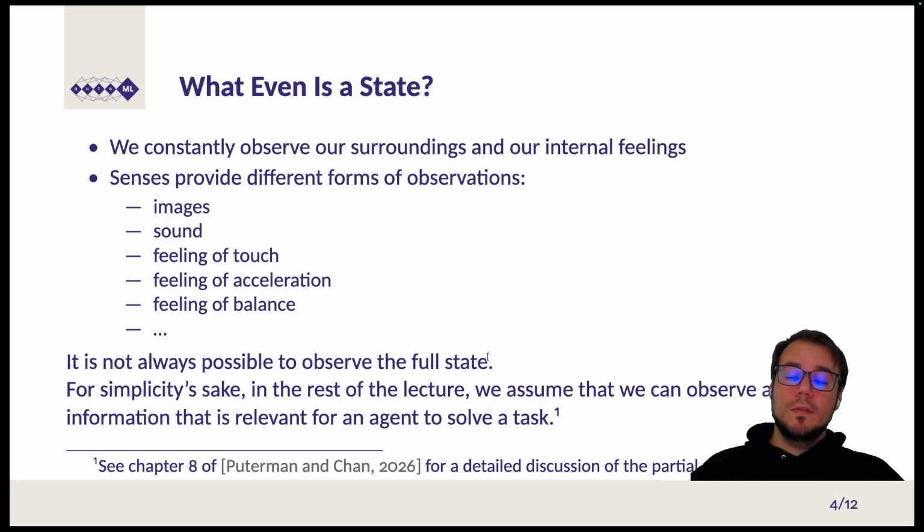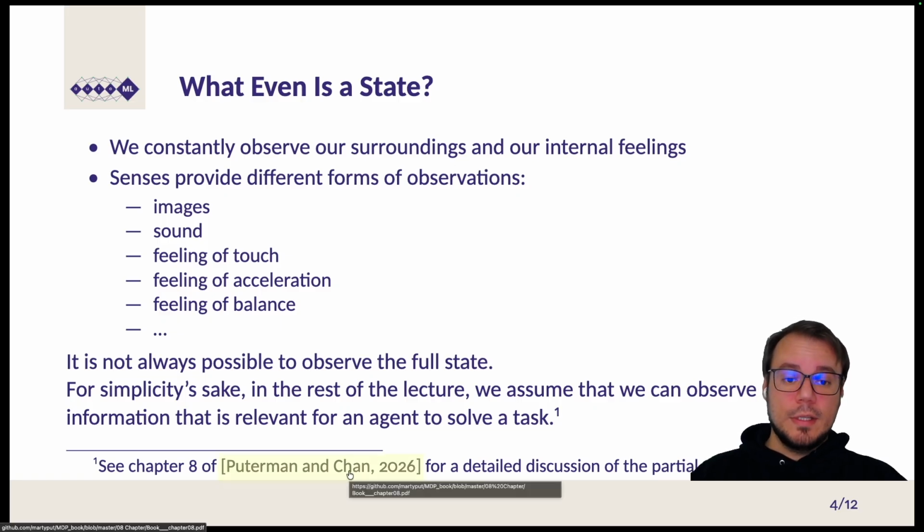So for the sake of this lecture, we will talk about the state being something that is observable, and we will not take into account that there is the notion of partial observability in Markov decision processes and so on. But for those of you that are interested in it, here is also a very interesting reference for you to check out.